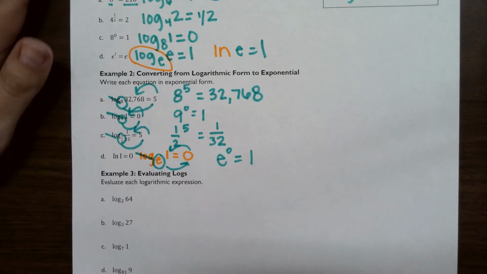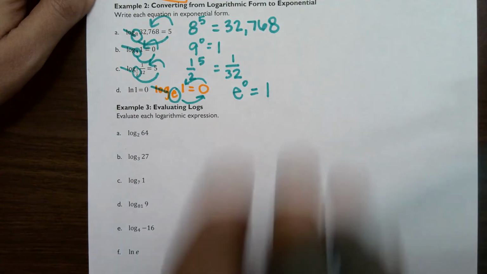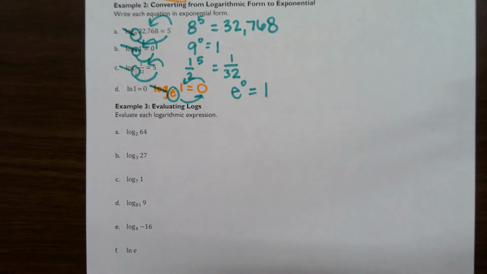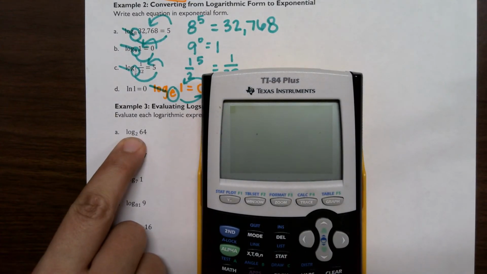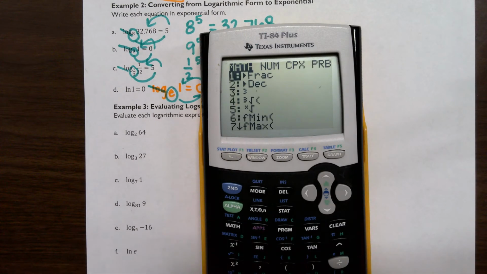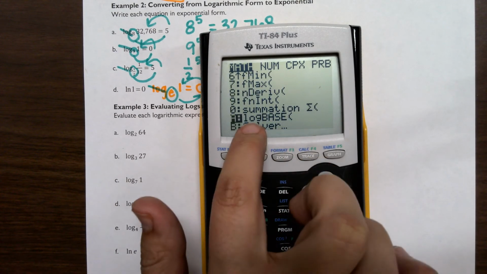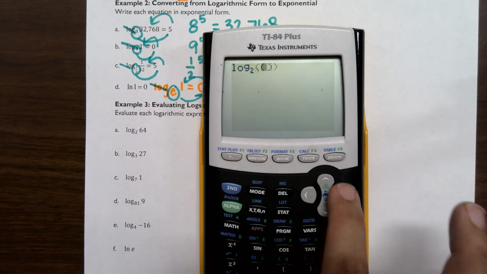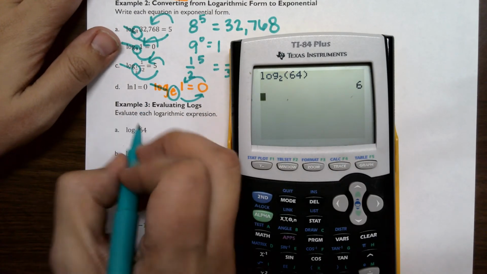All right, and then the last little step is just evaluating a logarithm, which we are going to do completely in the calculator, and this is going to help us when we're solving equations later in the week and next week. So in your calculator, we can type in this log with the base by going to math, and then scrolling all the way down to where it says log base, and that will allow me to type in base 2, 64, and get the answer back of 6. So log base 2 of 64 is 6.